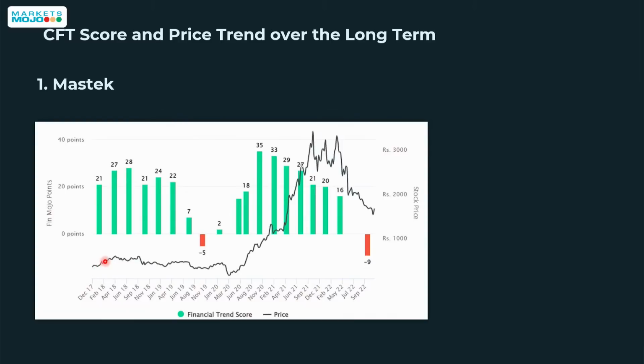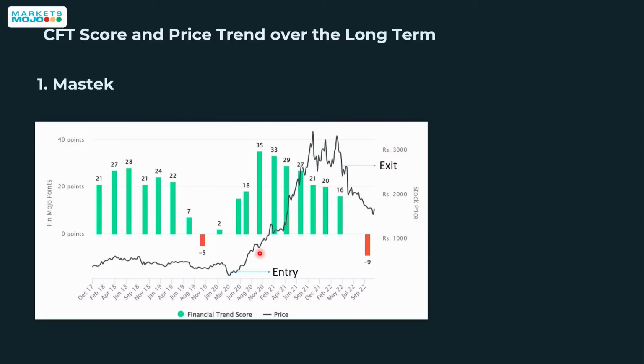If you see this black color line over here, it's the price movement of the stock. And if you see these bars which are shooting upwards, this is the CFT score. Let's see, 21 for this particular quarter in December 2017. This is the CFT score which is coming quarter on quarter. And this is the price movement. So I'll tell you how Markets Mojo actually used the CFT score to supplement its analysis. If you see here, this was the entry point we did for Mastic. April 2020 over here, we did an entry point when the company saw a positive current financial trend. And if you see the exit, it's right up over here.